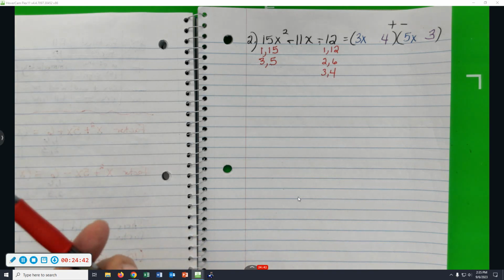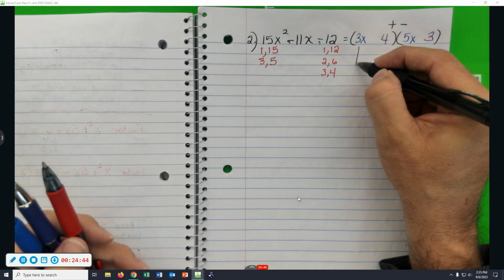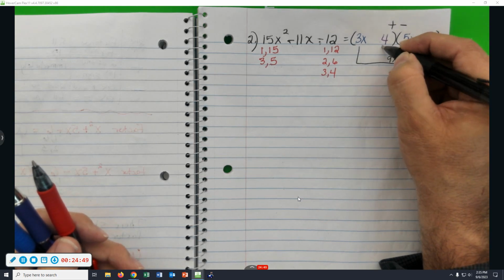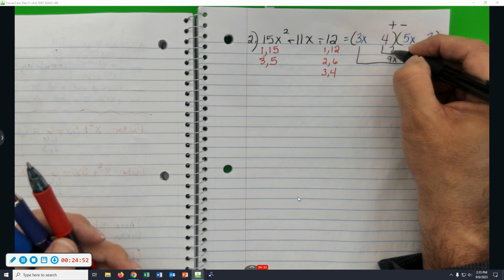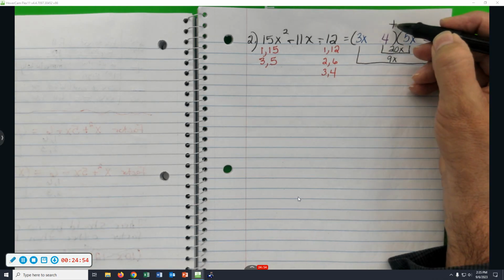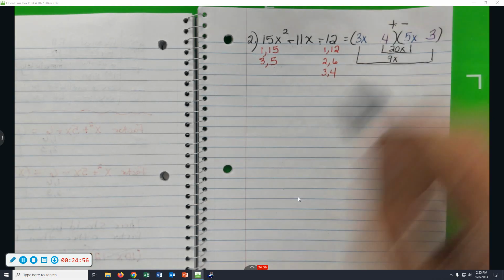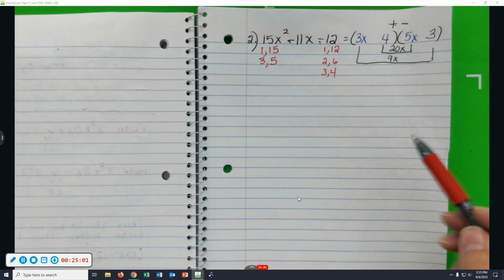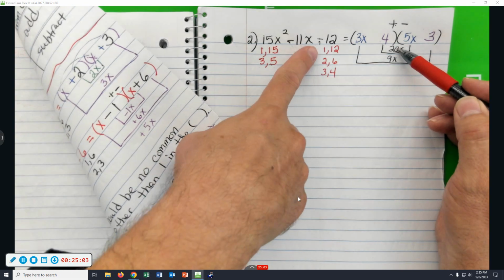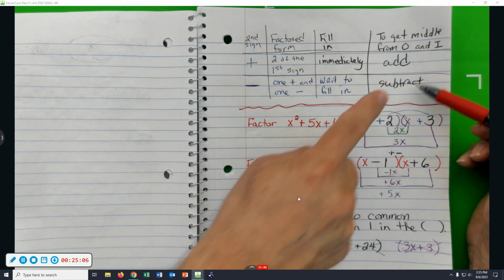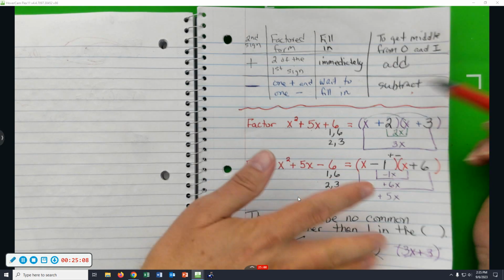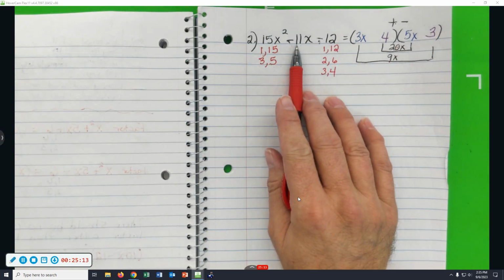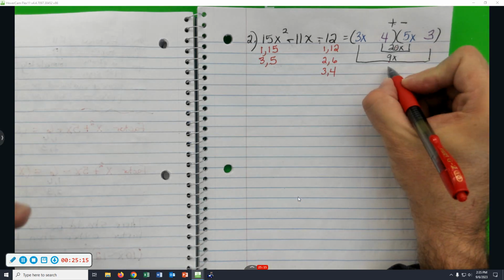Let's look at my outer and inner. I'm going to make these little marks. We have a 9x. What's the inner? Right there, 20x. Now keep in mind, there should be a plus and a minus. Go back to that table. When you have that last sign of minus, you're subtracting the outer and inner. Can you subtract the outer and inner in a way to get that 11 that you need? Yes. Okay, so follow my signs.